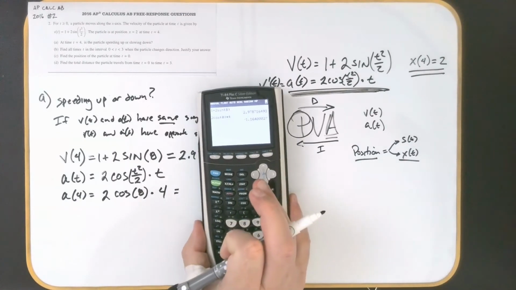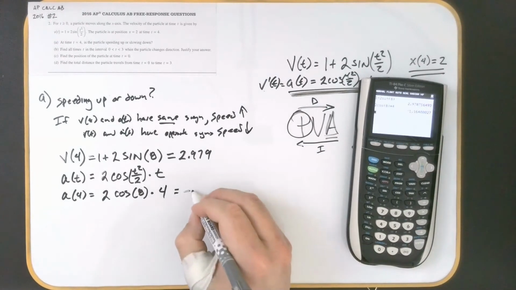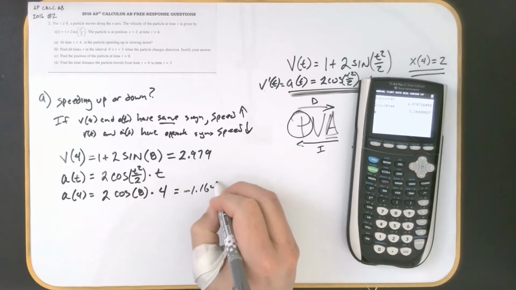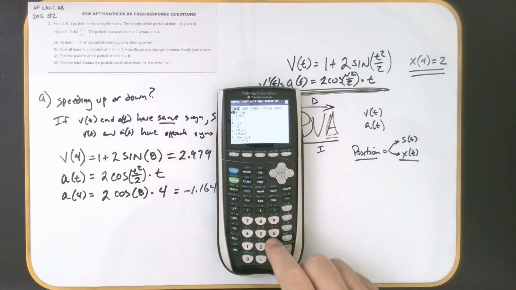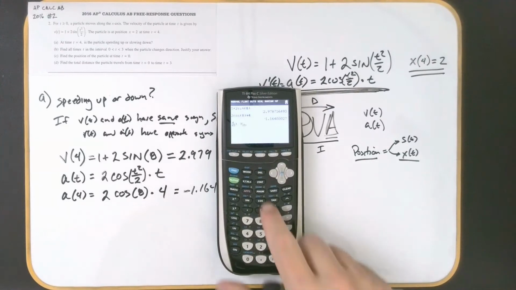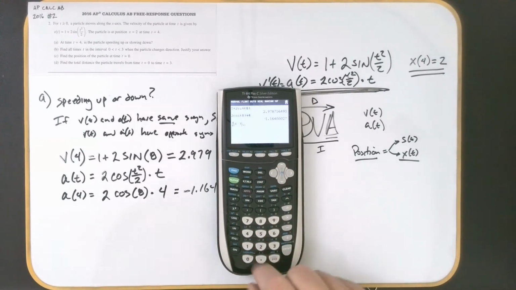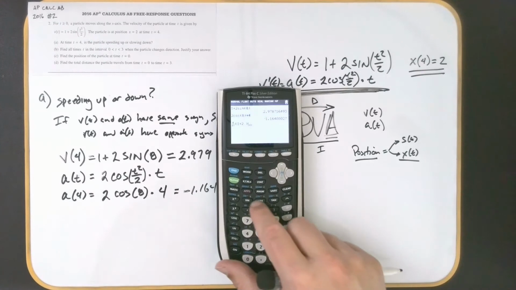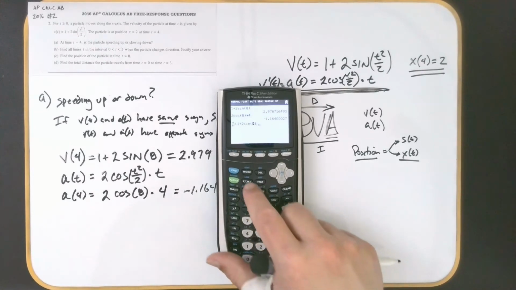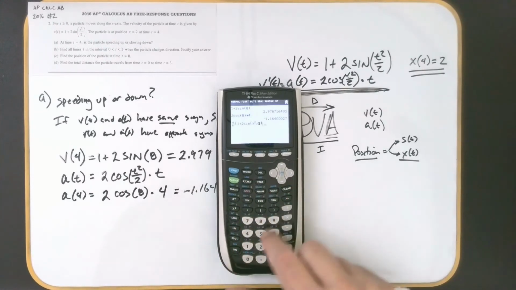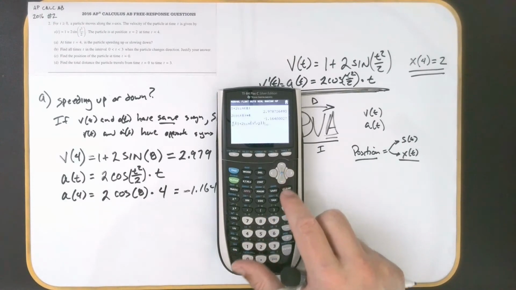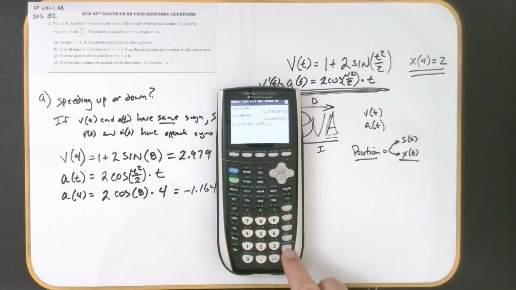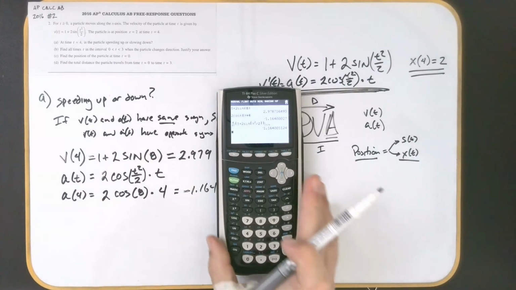And we're getting negative 1.164. And just to show we would get the same answer the other way, if you would have used your derivative button, number 8, you would have said d dx, and let's put in the velocity function, which is 1 plus 2 sine, and that was t squared divided by 2. And we'll close that parentheses. And we wanted to evaluate this at 4. And you can see it's the same answer if you wanted to do it that way.